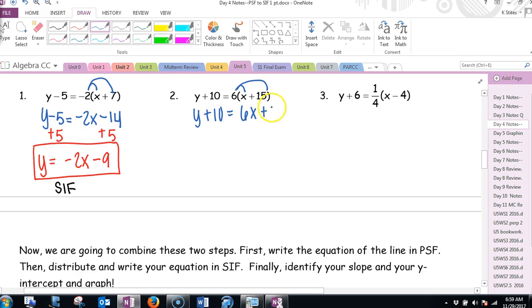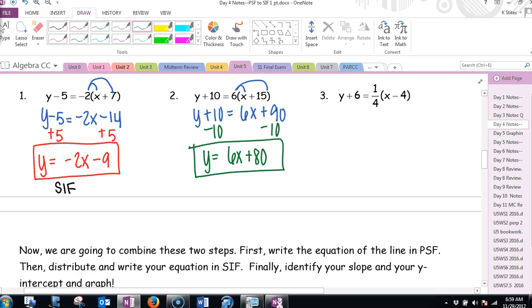Six times 15 is 90. And solve for y by subtracting your 10. 90 minus 10 is 80. Okay, one more. Go ahead, start off by distributing. Remember, if it's a fraction, you can use your calculator.